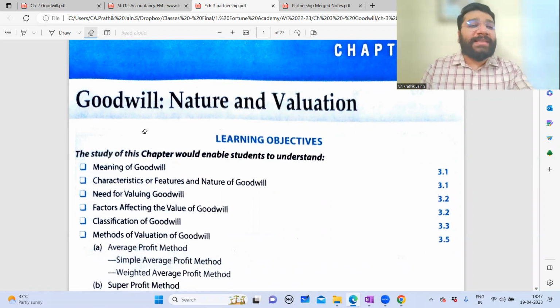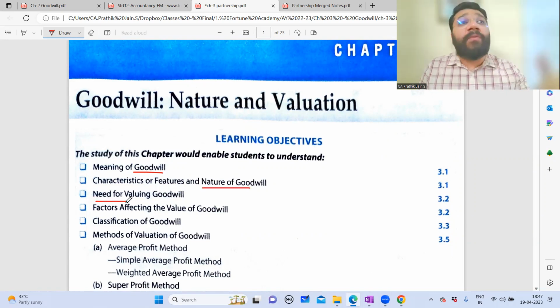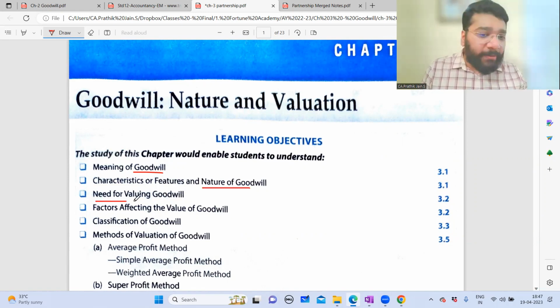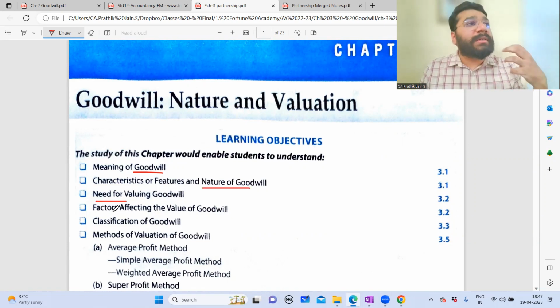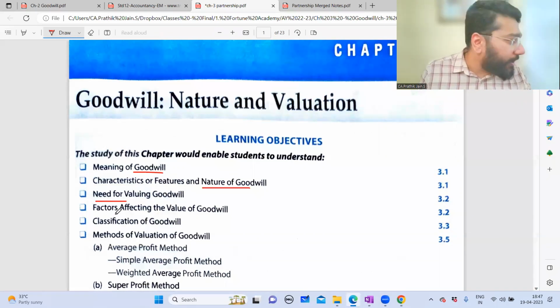Now, so guys, this topic is called nature and valuation of goodwill. In this topic, you're going to learn what is the meaning of goodwill, what is the nature of goodwill, and what is the need for the valuation of goodwill. And once you understand the need for valuation of goodwill, we are going to look at how to calculate goodwill under various methods.